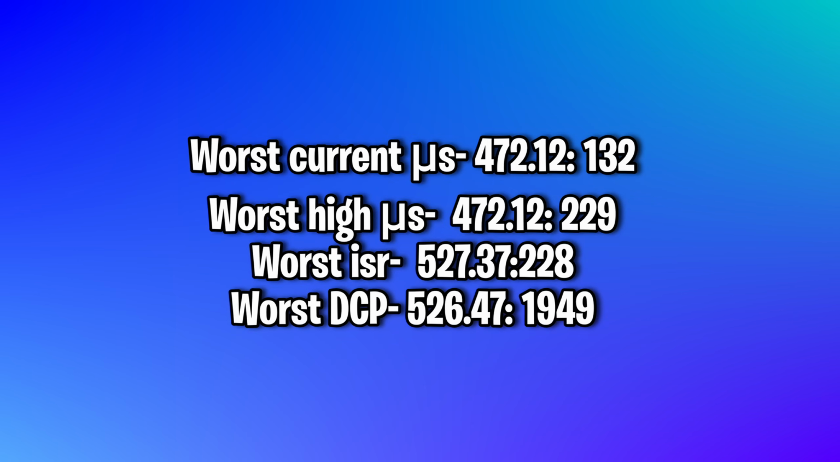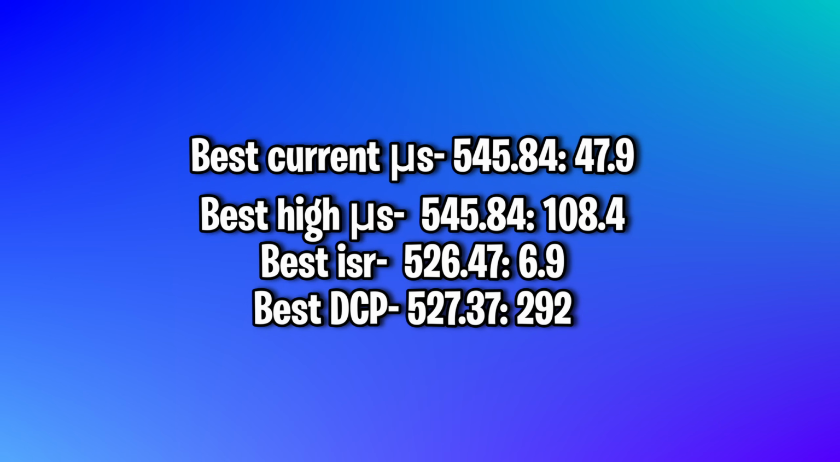For the worst current process latency, we have 472.12 with 132. The worst high, also given to them as well, with 229. The worst ISR was 527.37 with 228. And the worst DPC was 526.47 with 1,949. For the best current process latency, we have 545.84 with 47.9. For the best high, it also goes to them as well with 108.4. For the best ISR, we have 526.47 with 6.9. And for the best DPC overall, we have 527.37 with 292.